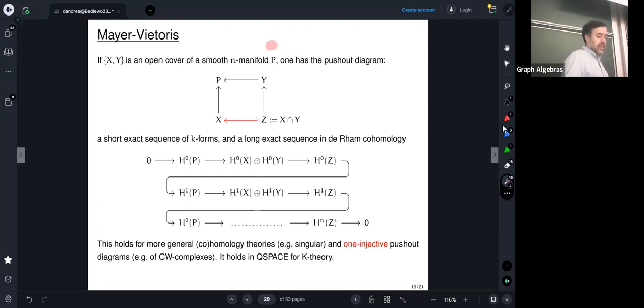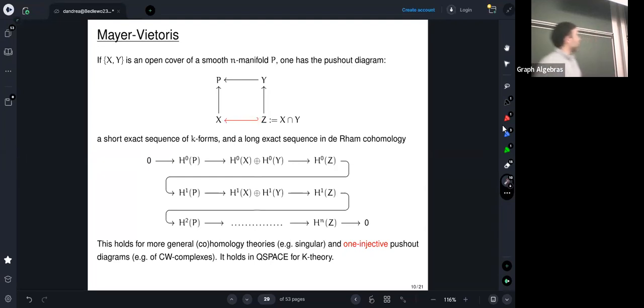What we usually teach is that given a manifold P, if we can decompose it as a union of two open subsets X and Y, then there is this sequence relating the cohomology of X, Y, their intersection, which I here denoted by Z, and the cohomology of the big space. Here you have something similar. This can be generalized, first of all, to topological spaces, to CW complexes, for example, and singular cohomology. And you don't really need an open covering. What you need is just a push-out diagram where at least this arrow is injective.